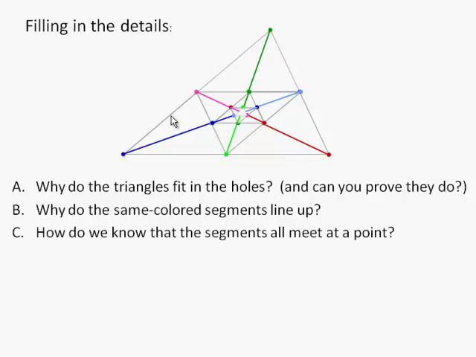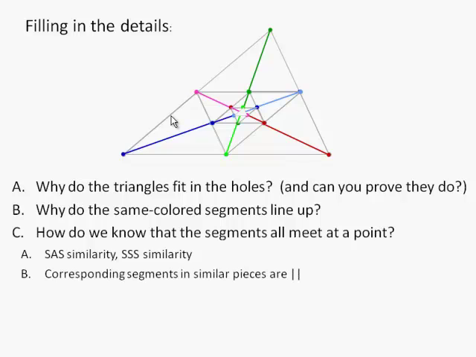And how do we know that all the segments really do meet at a point? Well, think about these three, and it's not too difficult to answer all of these objections. In fact, you can use similarity arguments to show that the hole in the middle of the biggest puzzle piece is exactly the same size and shape as the second puzzle piece. You can also use similarity and parallelism arguments to show that the same colored segments line up.